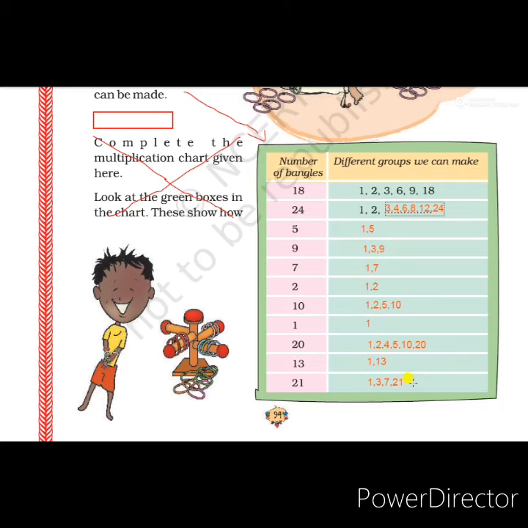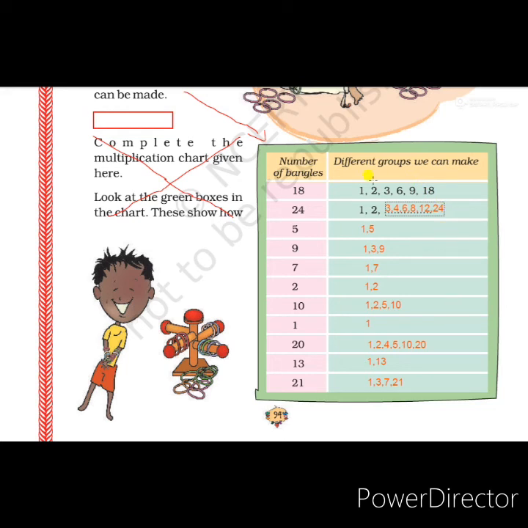Next one is 21. For 21 we can make 4 types of groups. One group with total 21 bangles in one group, otherwise, 7 3s are 21, so 3 groups of 7 bangles, otherwise we can make 7 groups of 3 bangles in each, otherwise we can make 21 groups of one bangle each. So we can say whatever numbers we have filled in these boxes, all these are the factors of the given numbers. So 24, how many factors are there?